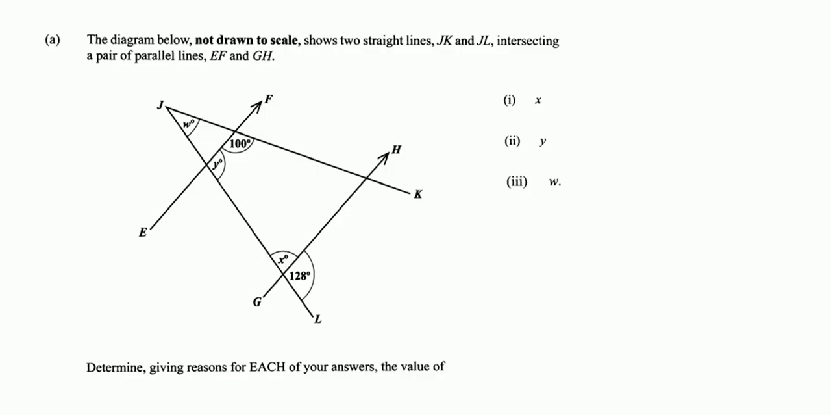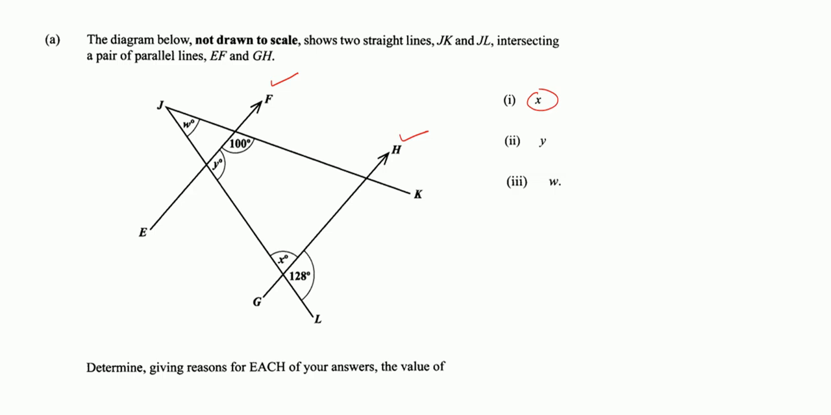So, the diagram below, not drawn to scale, shows two straight lines JK and JL intersecting a pair of parallel lines EF and GH. So our parallel lines are EF and GH. And the first thing they want us to find is the value of x. Give reasons for your answer in each case.